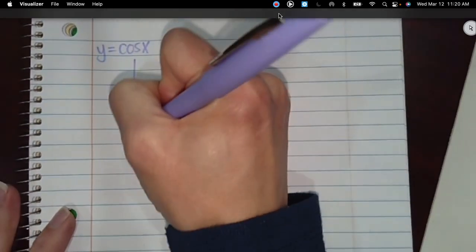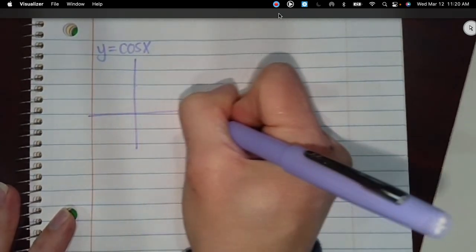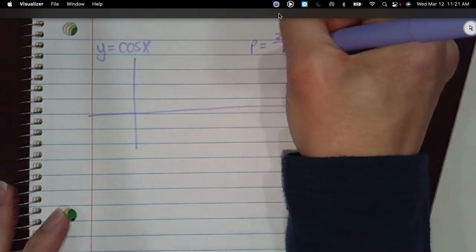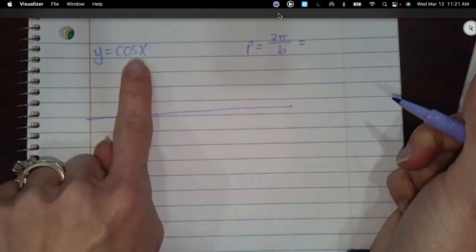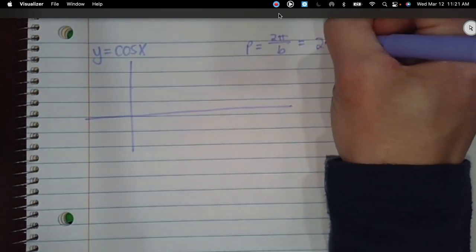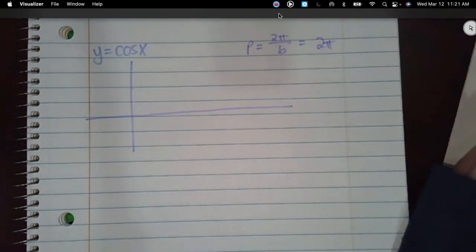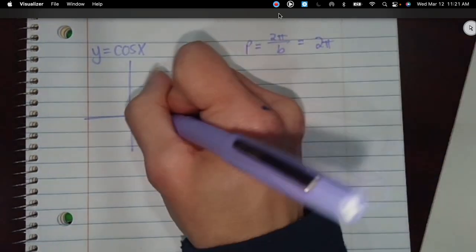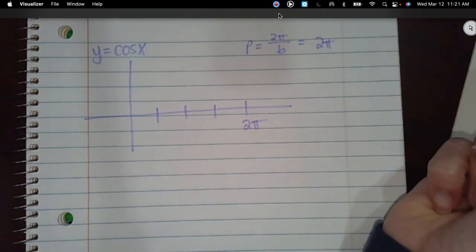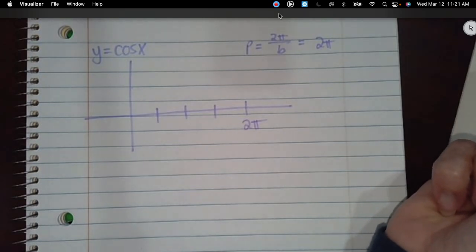So if I was to draw my picture, again, I'm drawing the same. So I'll write down what the period is. It's 2 pi over b. In this case, my number in front of x is just 1, right? So it's 2 pi over 1. So I would go out 4 spaces, right? And I would write 1, 2, 3, 4, 2 pi. Then I would split that into fourths.